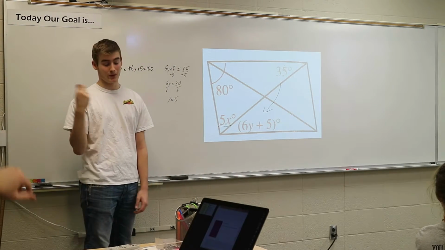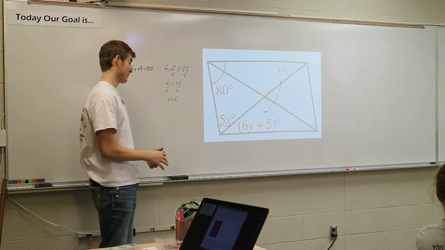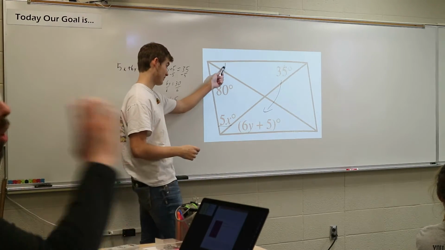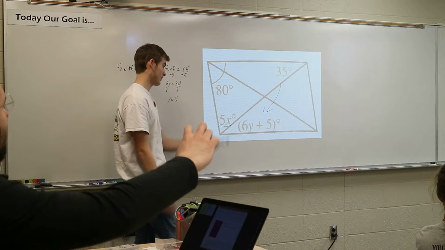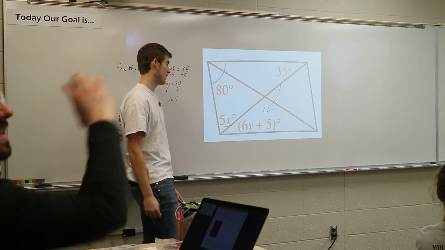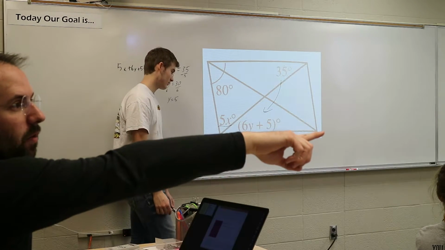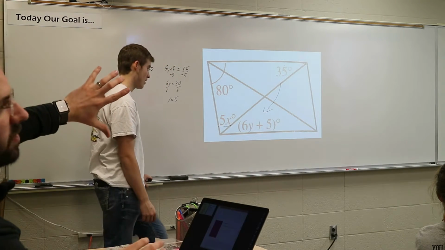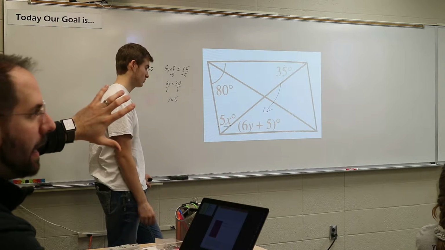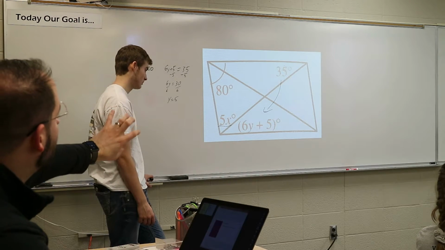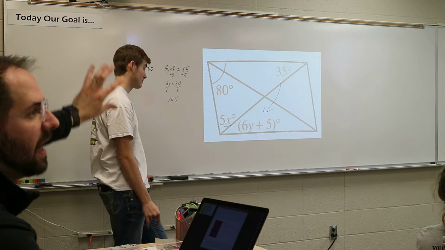Close. You're close. Here's the reason why. Point at the upper corner where the 80's at. The 80 is the whole corner, not just the part of that triangle. It's the entire corner. The bottom had to be 100 because of what group 3 did earlier, that the two corners have to add up to be 180. The top corner and that bottom corner. So that meant the bottom corner had to be 100 because 100 plus 80 is 180.